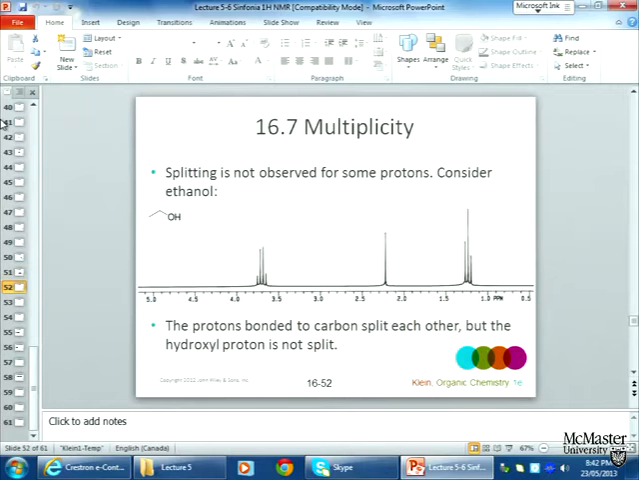Occasionally we don't see splitting, okay? And we don't see splitting sometimes with exchangeable protons.